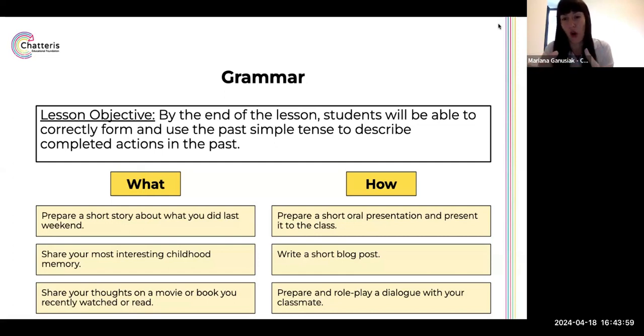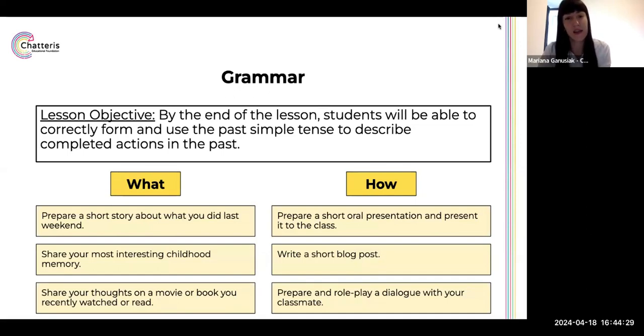In terms of process options, you can allow your students to, for example, prepare a short oral presentation and present it to the class. You can allow students to choose to write a blog post. Or some people prefer to work with a partner. They feel more confident working in pairs or working in small groups. So you can allow students to work together and to prepare a dialogue and role play it in front of the class as well.